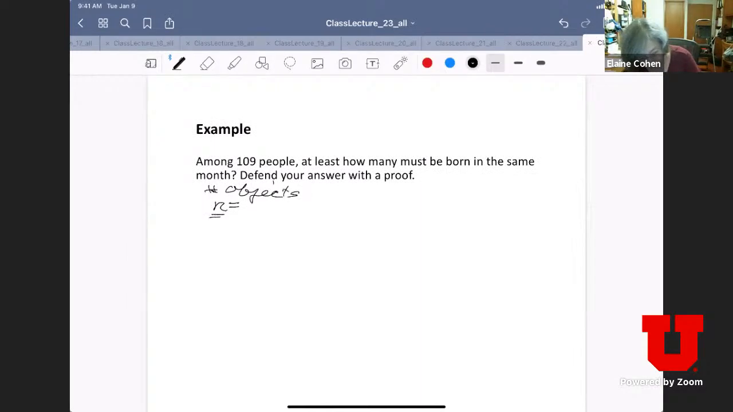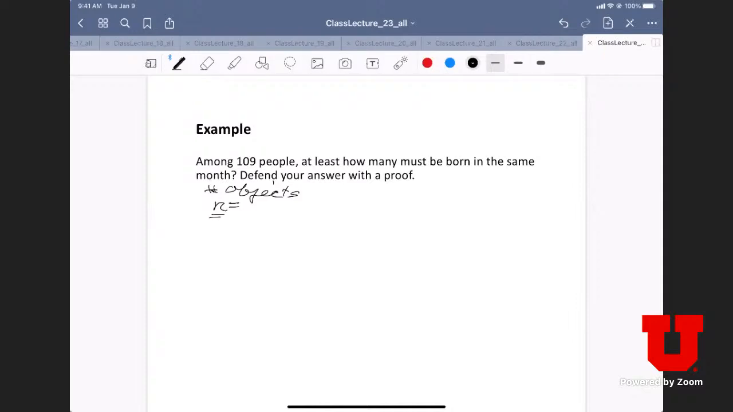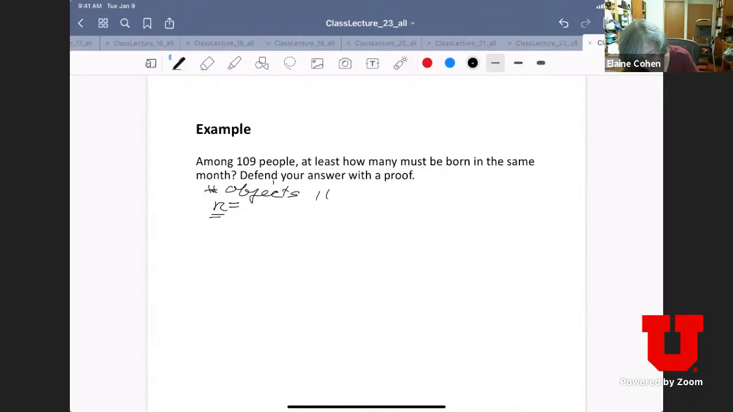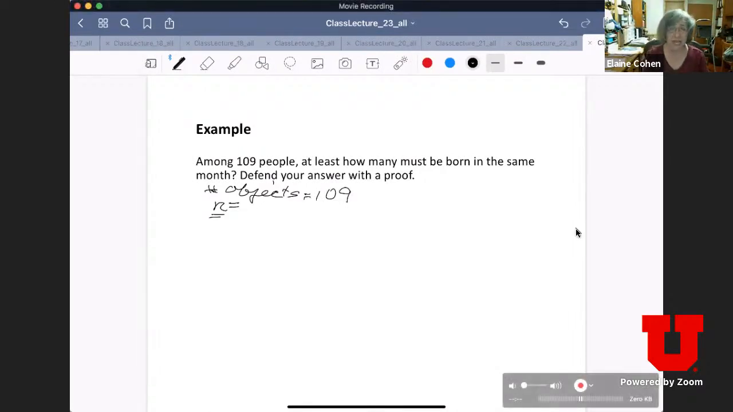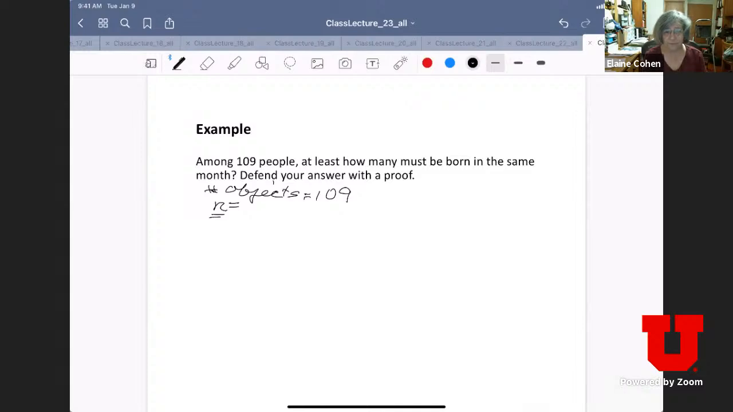So we have the number of pigeonholes and the number of objects. How many objects do we have? 109. Thank you. 109. The people are objects for this case. How many pigeonholes do we have for them? Very good, 12.